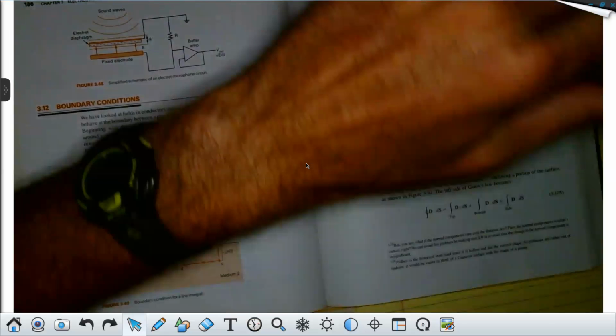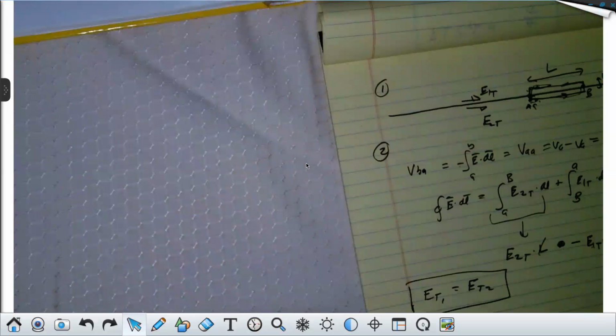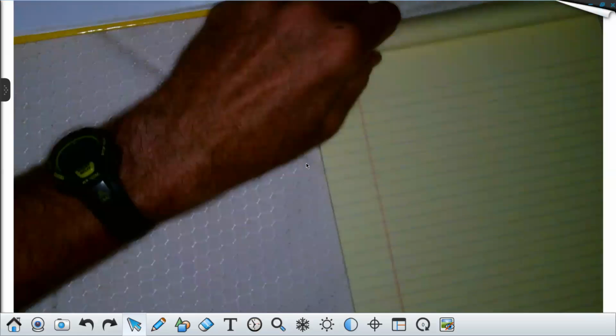You had this in physics, I believe, but I might be wrong. Now that's the tangent component. That's always true. The next is, what about the normal component? Well, we always look at the D field. I'll try to do this in the most easy to understand way.